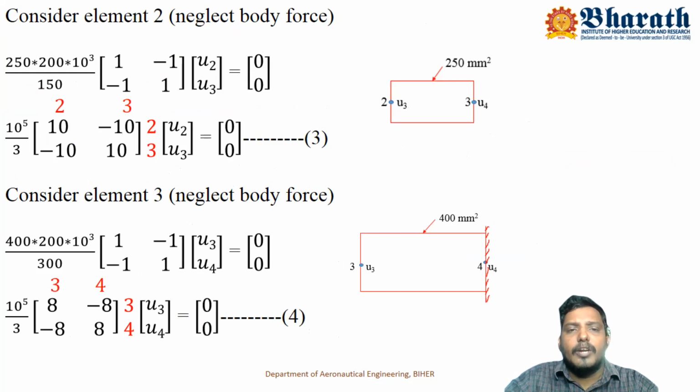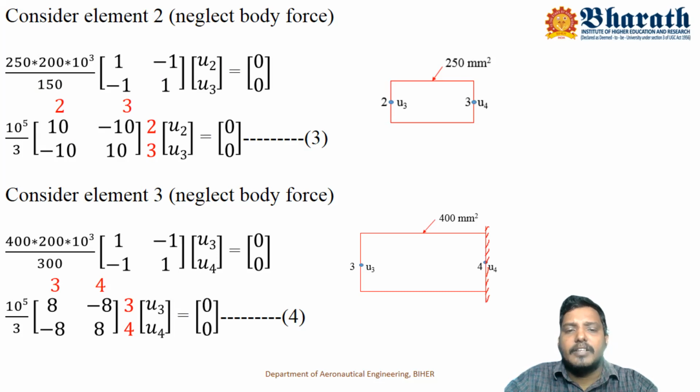If you consider element number 2, neglect the body forces, then again AE by L, where the area is 250 millimeter square, Young's modulus is 200 into 10 power 3, and the length of the element is also 150. Then [1 -1; -1 1]. Element 2 consists of node 2 and 3. The respective displacements are U2 and U3, not U3 and U4. The nodal force at nodal location 2, which the problem specified as 300 kilonewton, we already assigned in the previous equation, so you need not assign it here. Then we will get equation number 3. The top red color indicates the nodal numbers of the respective elements.